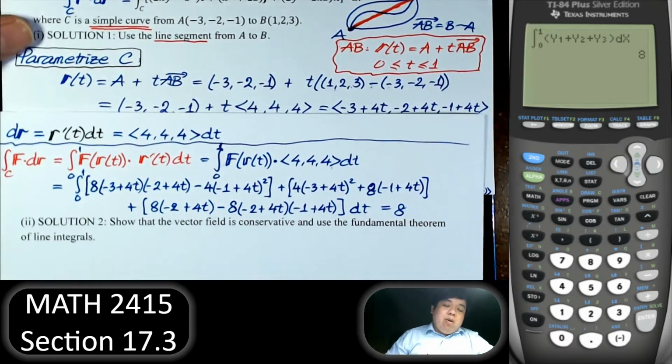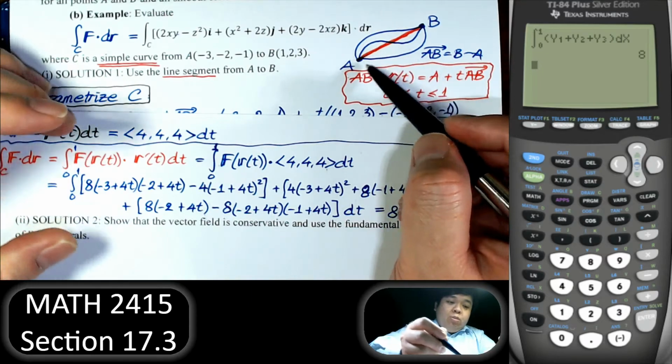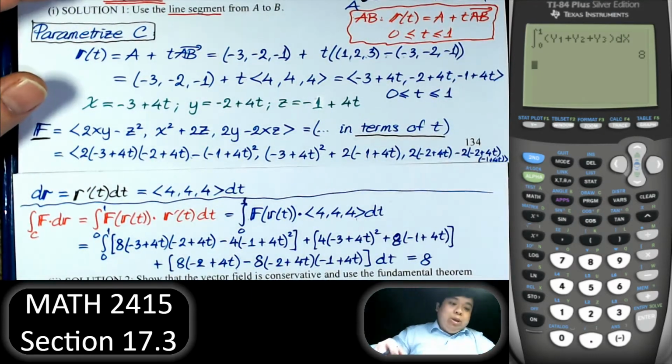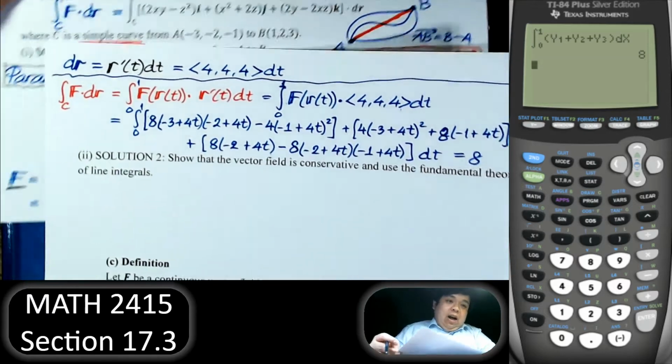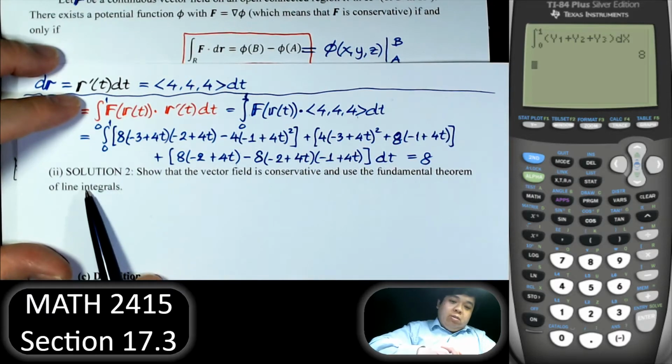Now, so that's the first part. I said from A to B, if the curve is not specified, we can just pick the straight line from A to B.